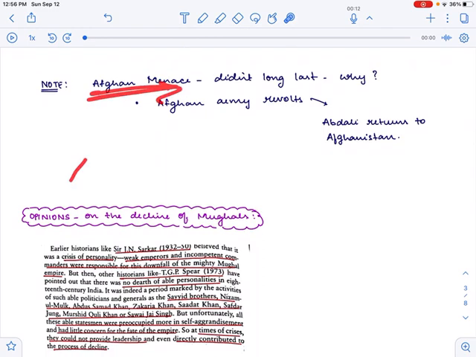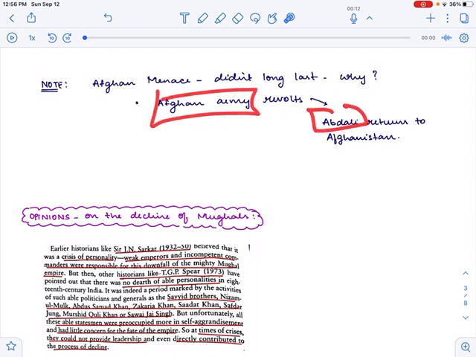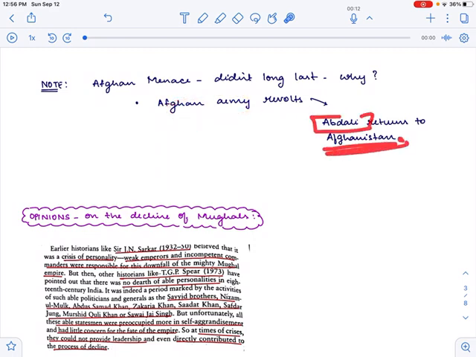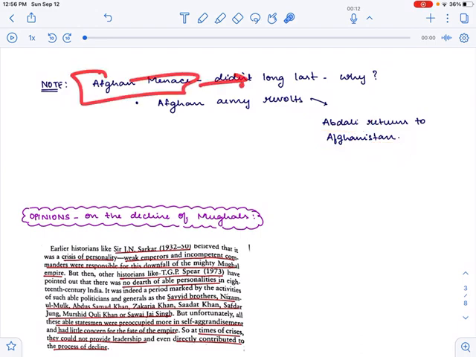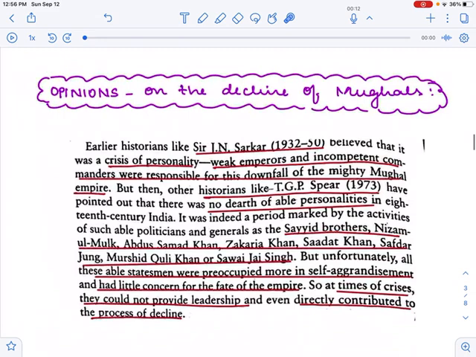However, remember that the Afghan menace did not last long. What happens is that the Afghan army revolted against Abdali. And now this Afghan army forces Abdali to go back to the place where he had come from. So with this revolt carried out by the Afghan army, Abdali returns to Afghanistan. So with this, the Afghan menace did come to an end.